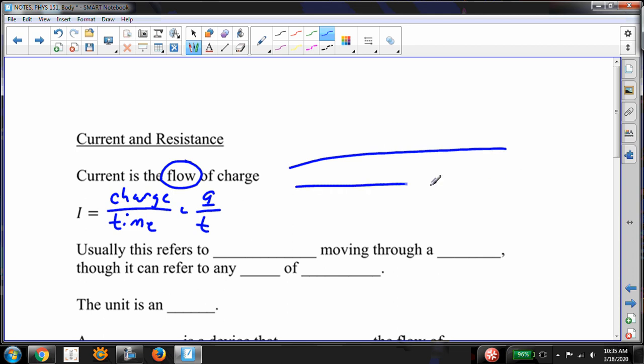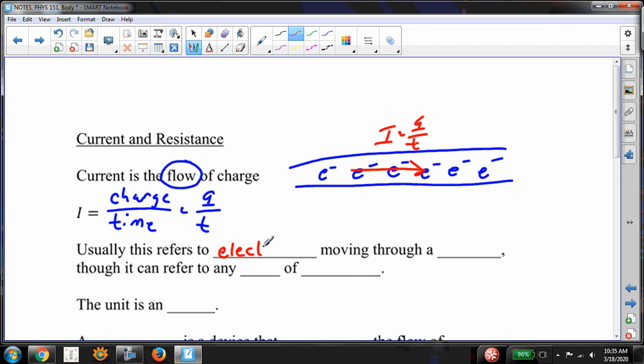So if we think about a wire, there are all these electrons in the wire. These electrons are able to move freely within the wire. They're called conduction electrons. And so if I have a current, I'll have a certain amount of charge moving per unit time in that wire. So usually this refers to electrons moving through a wire, though it can really refer to any flow of charge. But as far as we're concerned, we'll talk about it in terms of a wire.